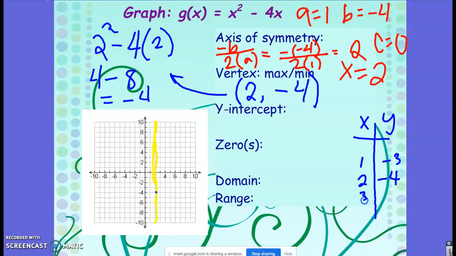If I plug in 3, 3 squared is 9. 9 minus 4 times 3. 4 times 3 is 12. So 9 minus 12 is also negative 3. So now I can add those points to my graph. At 1, we're going to be at negative 3. At 3, we're going to be at negative 3. And then I'm going to do one more value, an easy one, 0. 0 squared is still 0, minus 4 times 0 is still 0.